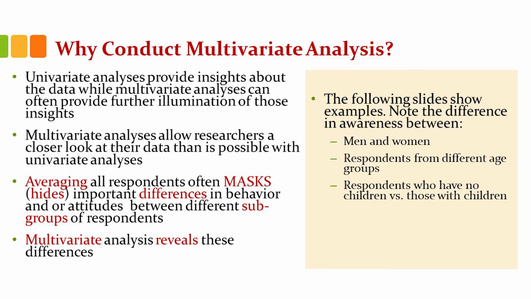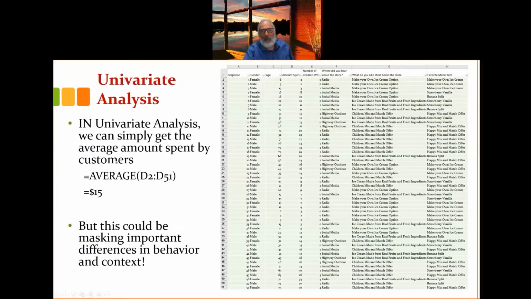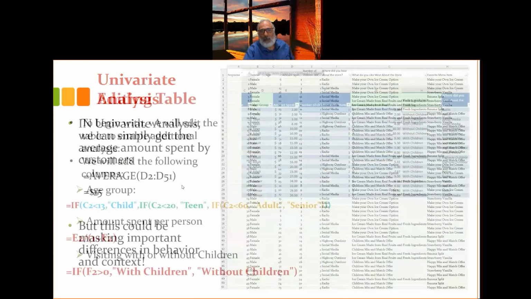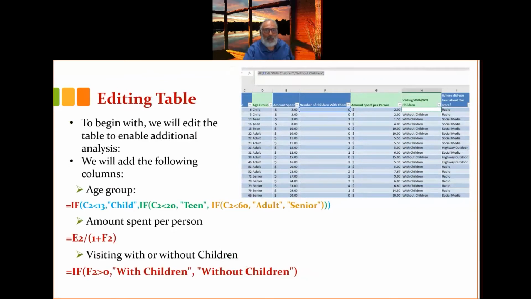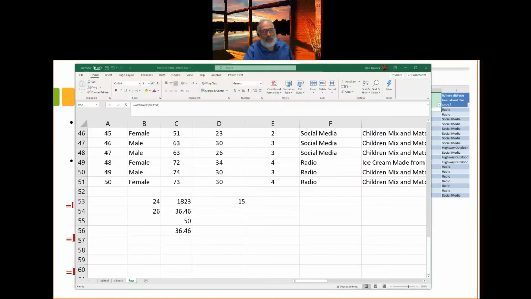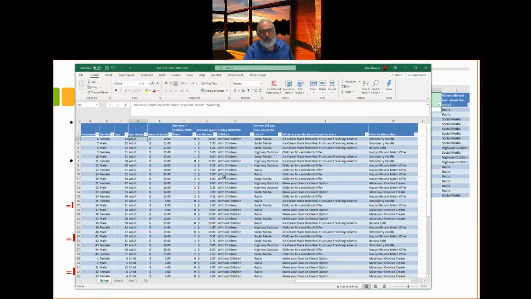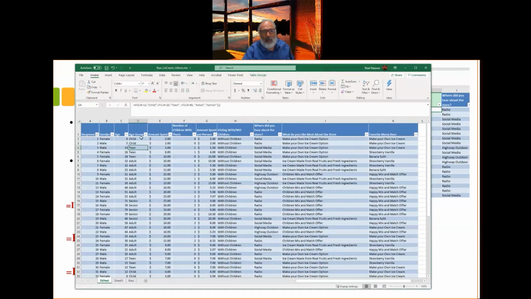So again, this is the data set, and if we do univariate analysis for the amount spent, we just find out that the average spent is $15. So how do we do multivariate analysis? Before doing multivariate analysis, I'm going to do a number of additions to the raw data, so it makes it easier for us to do this analysis. So I'm going to start by adding an age group.